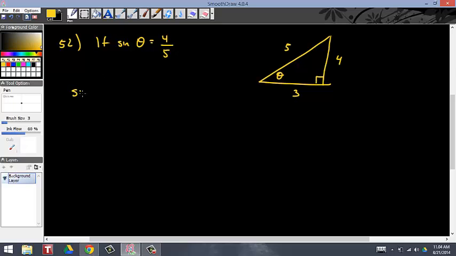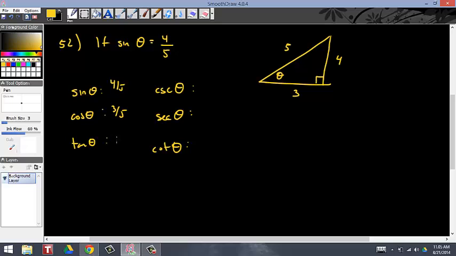Okay, so now we have sine theta, cosine theta, tan theta, cosecant theta, secant theta, and then cotangent theta. I highly encourage you guys to find the first 3 first, the regular trig functions. This is 4/5. This is going to be 3/5, and this is going to be 4/3. What are the reciprocal trig functions going to be? What do you think? Julia? 5/4, 5/3, 3 over 4. Nothing hard about those problems at all.